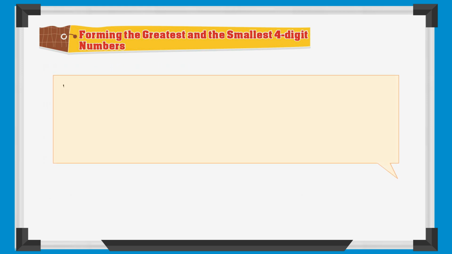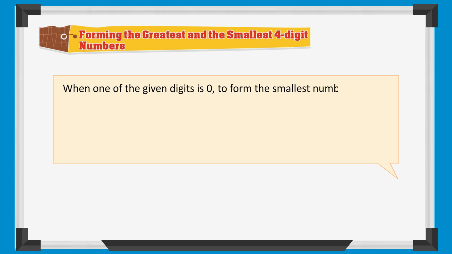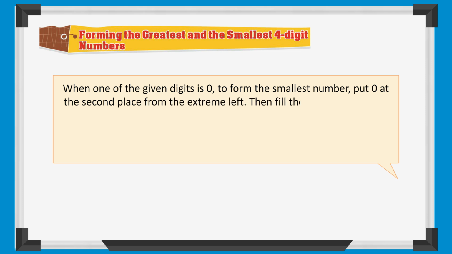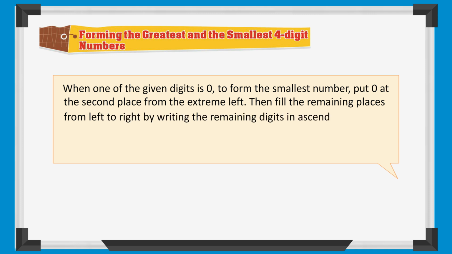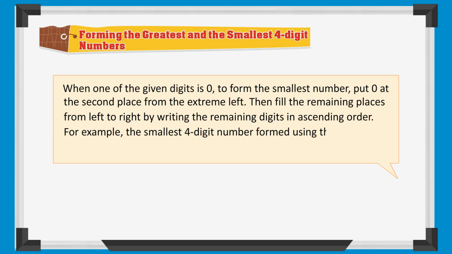3579. When one of the given digits is 0, to form the smallest number, put 0 at the second place from the extreme left. Then fill the remaining places from left to right by writing the remaining digits in ascending order. For example, the smallest 4-digit number formed using the digits 1, 9, 0 and 2 is 1029 and not the number 0129.